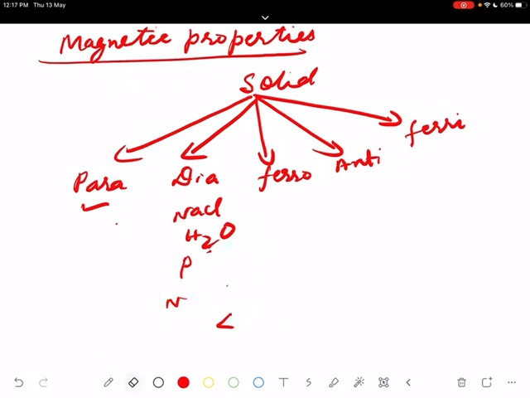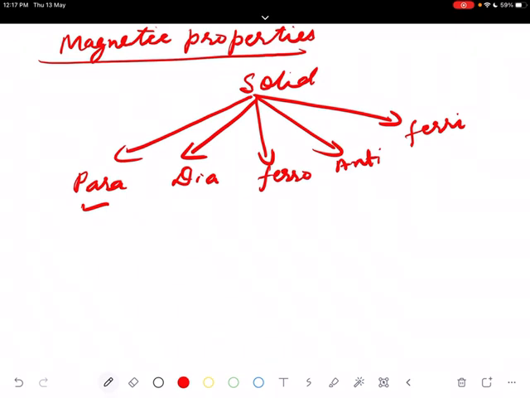Next, ferromagnetism. Ferromagnetism means they are very strongly attracted by the magnetic field. They can be permanently magnetized. You know that some blade which is kept in the magnetic field for a longer time, after removal from the magnetic field also acts as a magnet. So they can be permanently magnetized.